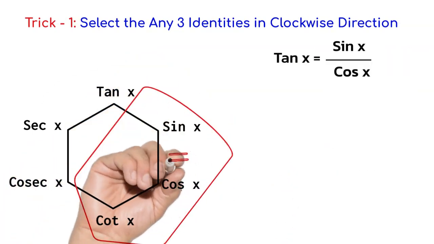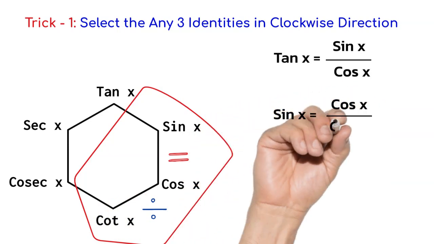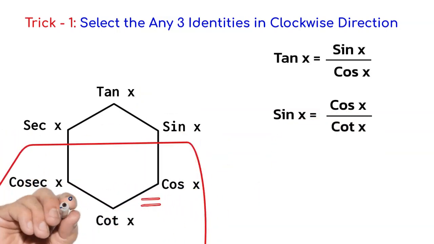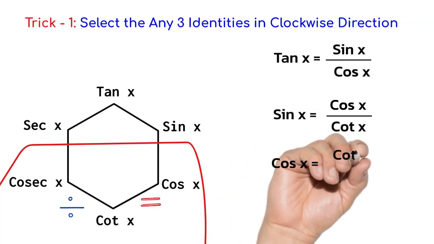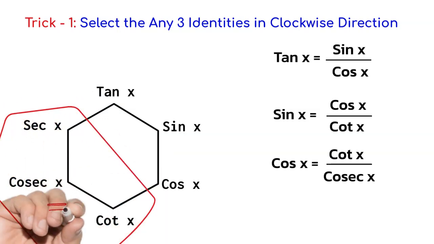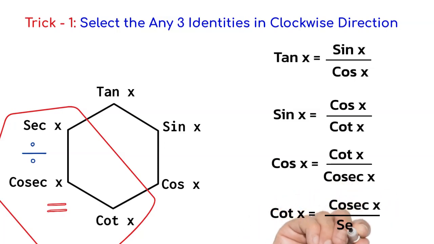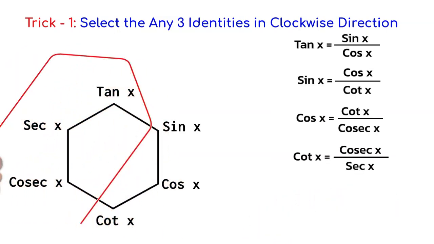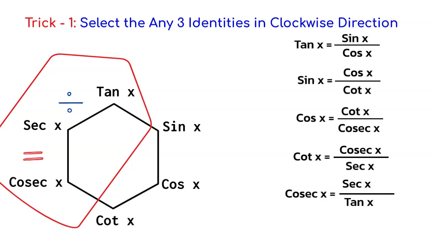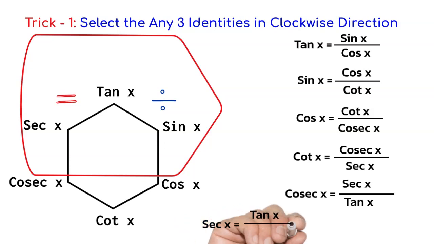Similarly, for the next set of three elements, we will get sin x is equal to cos x divided by cot x. For the next set of three elements, we get cos x is equal to cot x divided by cosecant x. For the next set, we will get cot x is equal to cosecant x divided by secant x. For the next set, we get cosecant x is equal to secant x divided by tan x. For the next set, we get secant x is equal to tan x divided by sin x.